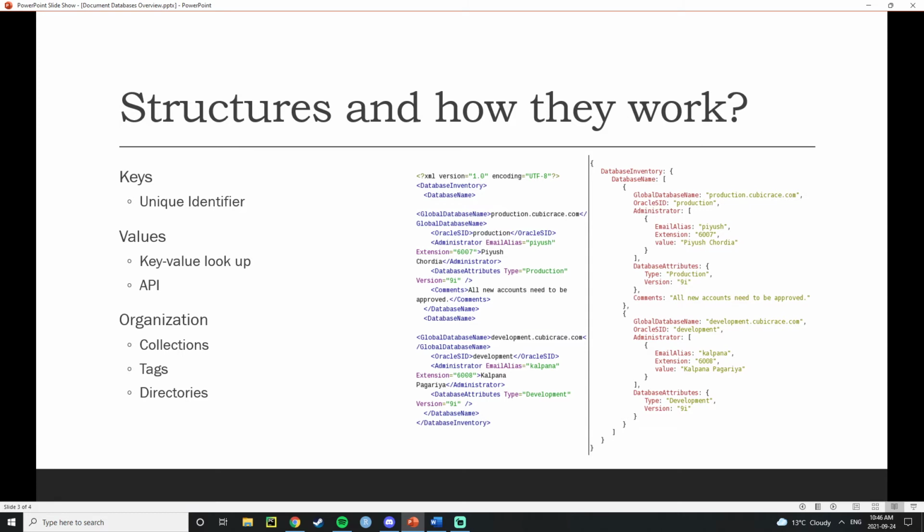And how are these document databases organized? So there's three main ideas of organization. You have collections, which are groups of documents which could be divided by the year, the time period of which the document was made, anything like that.